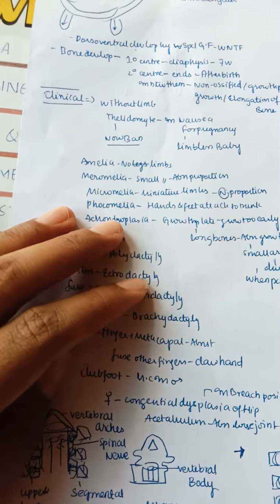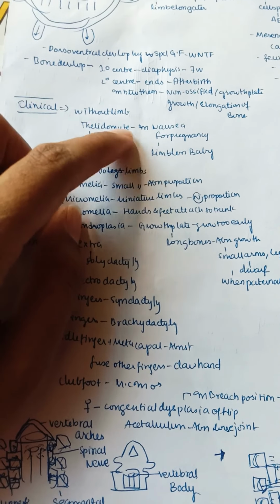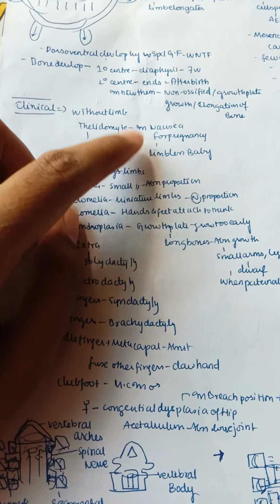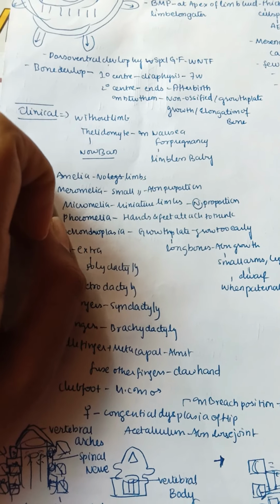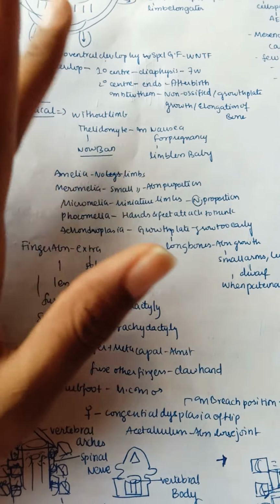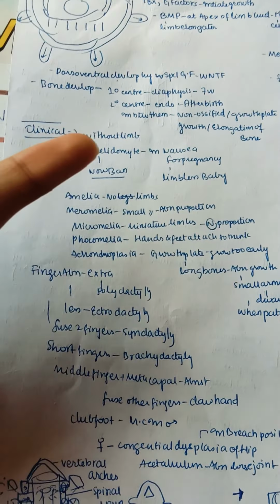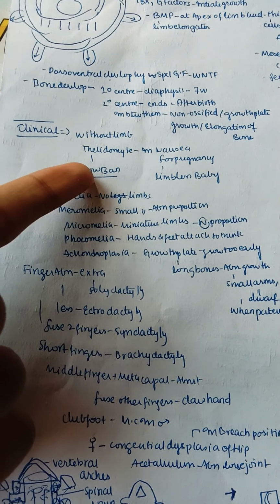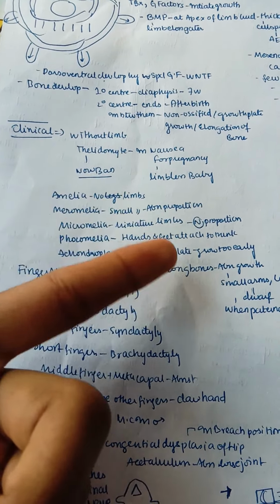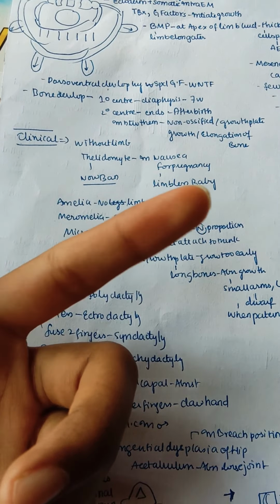So next, coming to clinical conditions. Sometimes there is no limb; without limb, it is called thalidomide malformation. It is seen with nausea of pregnancy, where they were giving this drug, thalidomide. Because of this the limbs do not develop in a newborn, so now it is banned. That leads to formation of a limbless baby.